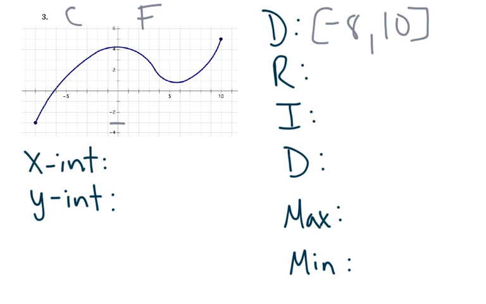Okay, so the lowest we go is -3. So we start at -3, then we go up to 5. So our range, -3 to 5. Okay, what about increasing and decreasing?